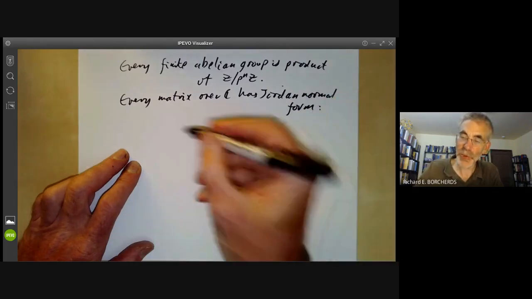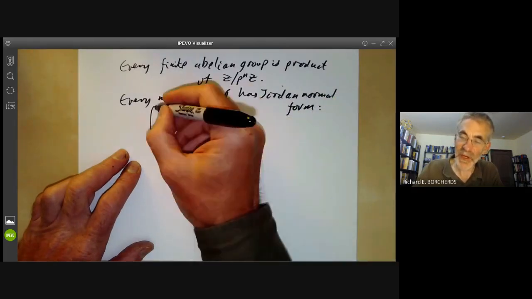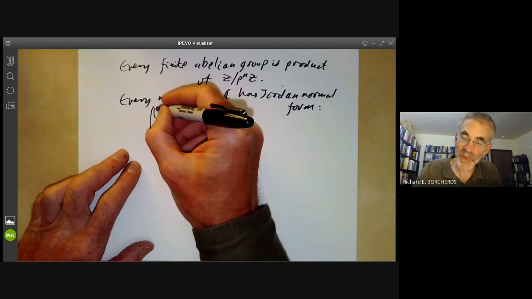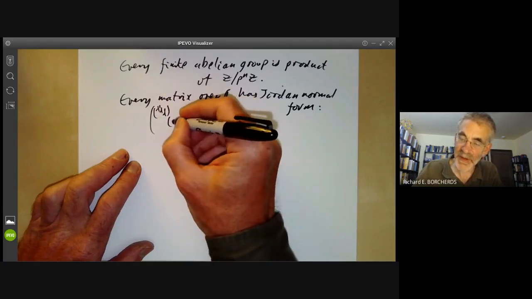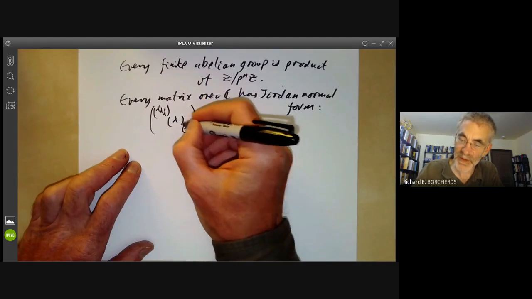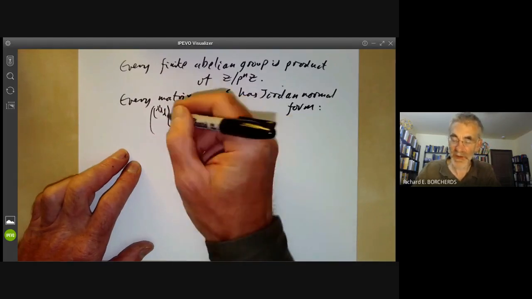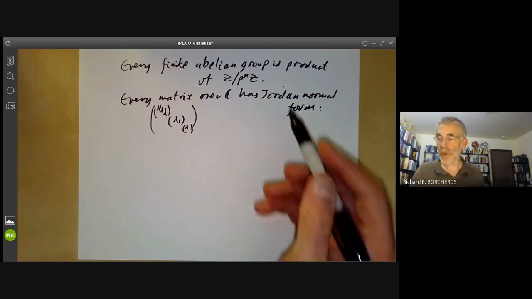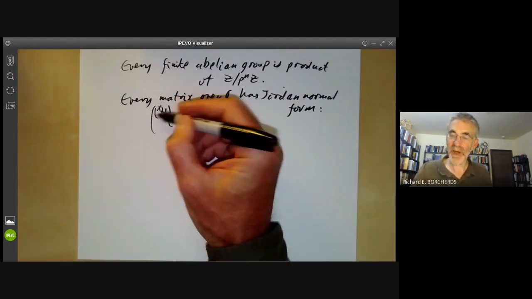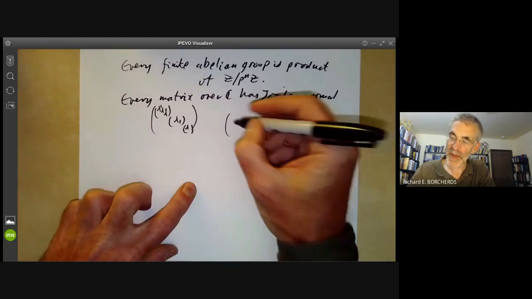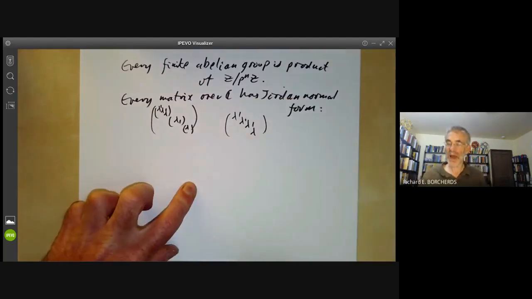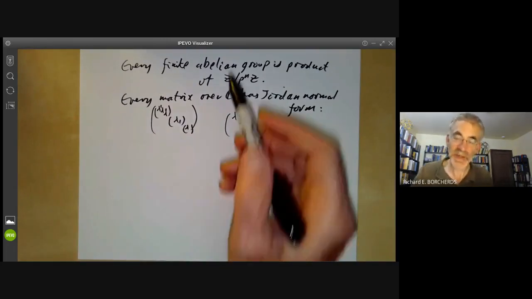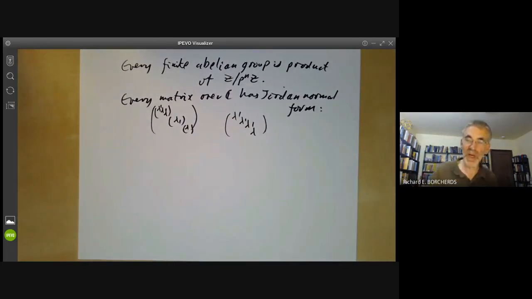So you remember, a Jordan normal form means you write it as a whole lot of blocks down the diagonal, where each block has an eigenvalue and ones up there. So there might be a lambda there and a lambda. I guess these should be different eigenvalues, but anyway. A Jordan normal form of a matrix has blocks down the diagonal, and each block has the eigenvalue down the diagonal and ones just above it. At first glance, this theorem seems to have nothing to do with the structure of abelian groups, but in fact, they're almost the same theorem.